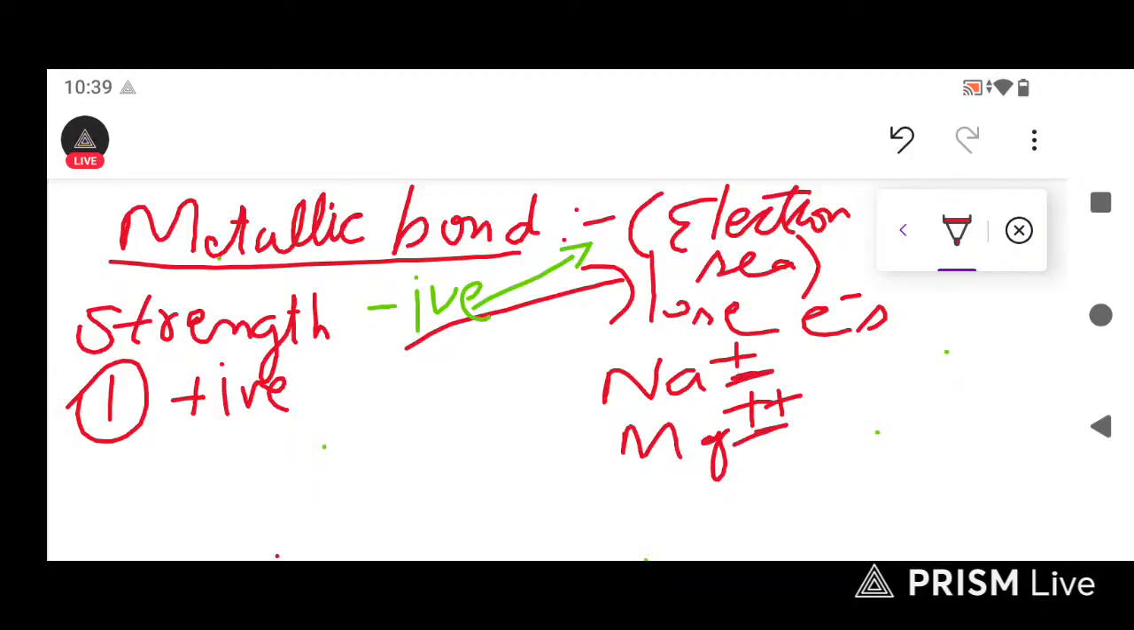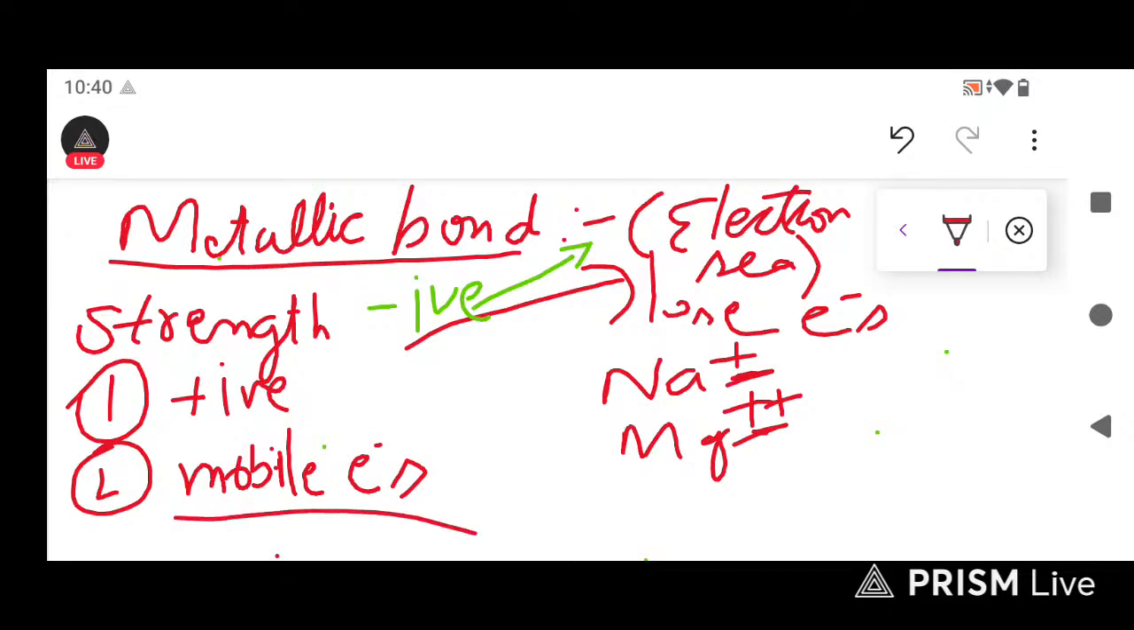Number two is the number of mobile electrons. The number of mobile electrons means the number of electrons the metals remove from their valence shell or set free, continuously moving from one place to another place. We call these the mobile electrons. So how many electrons are there? That is the strength of the metallic bond.